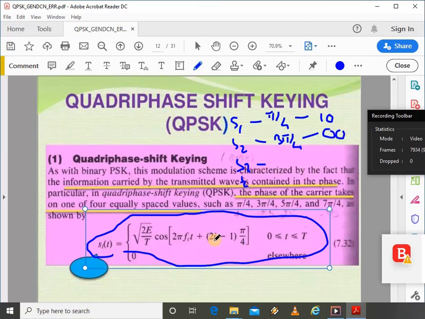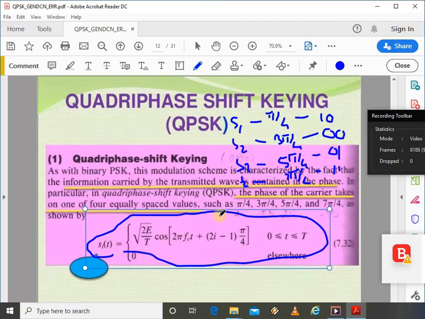By keeping i equal to 3, you will get here cos of 2 pi fc t plus 5 pi by 4. This phase reference of the carrier I am going to use to represent the dibit 01. In the same way, by keeping i equal to 4, you will get cos of 2 pi fc t plus 7 pi by 4. So this 7 pi by 4 phase reference of the carrier I am going to use to transmit the dibit 11. Okay.